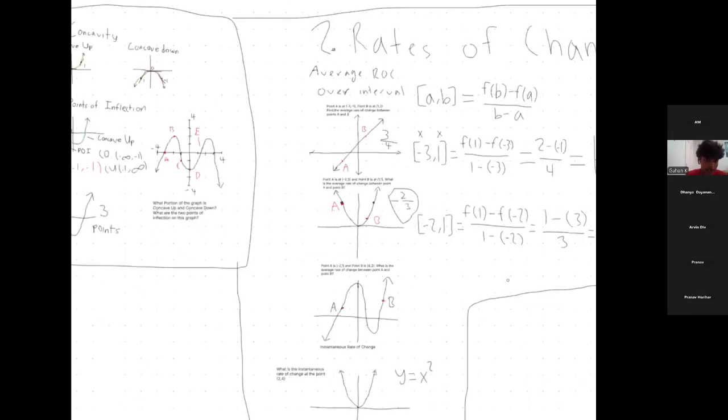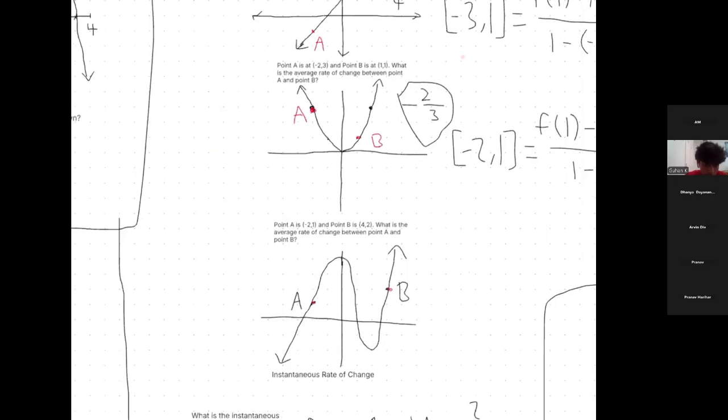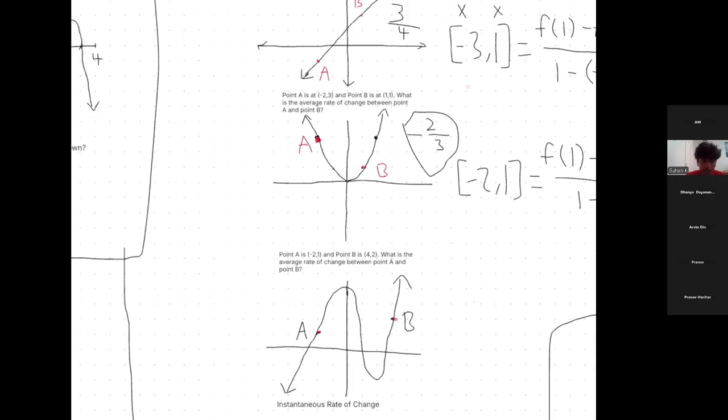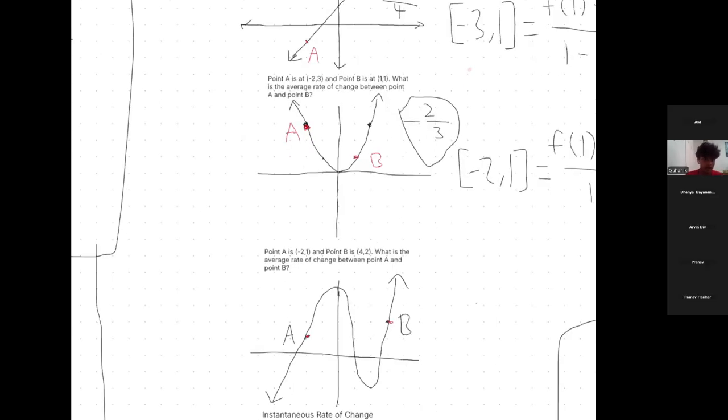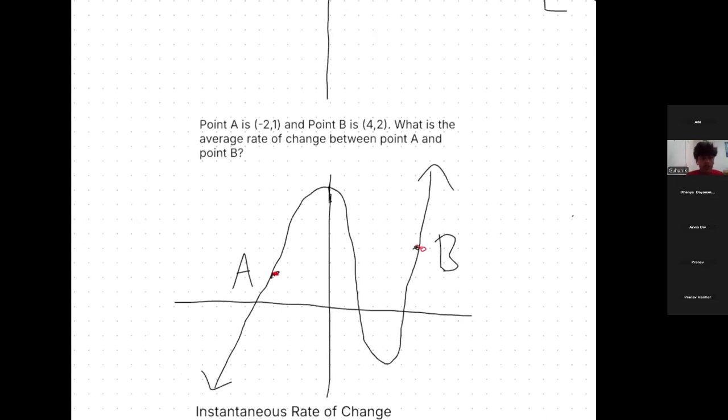All right. Next, let's look at this question. Point A is at negative 2 comma 1 and point B is at 4 comma 2. What's the average rate of change between point A and point B? You guys can just put in the chat when you get the answer. Try to text me directly, so everybody else can get a chance to work on it as well if you finish quicker.